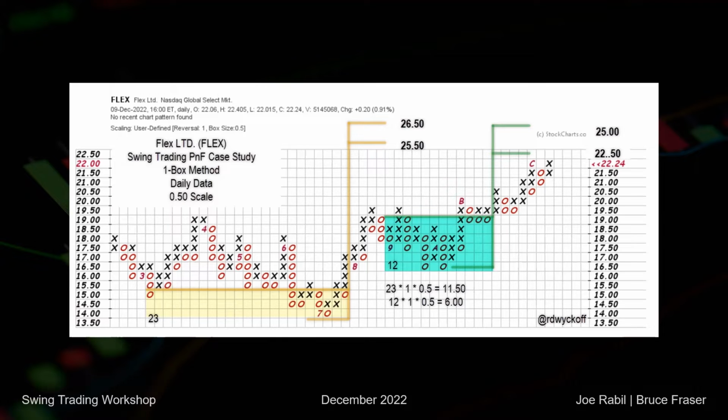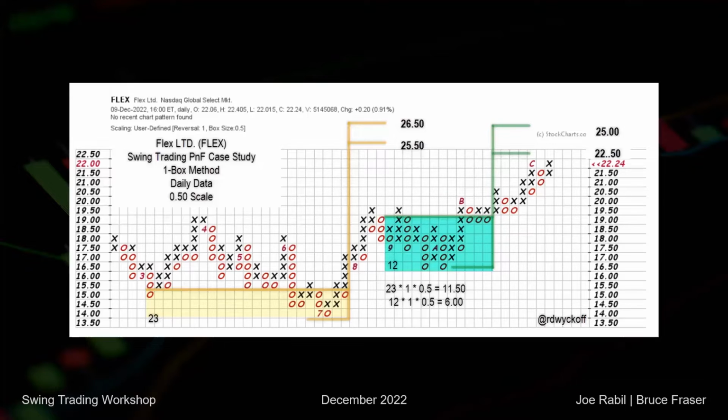And then we take it from the far right pullback into the beginning of a new important uptrend over to the stopping action of the decline at $15, just above the 23 number there. That counts up to 25.50 to 26.50 as a near-term objective on a daily point and figure chart.